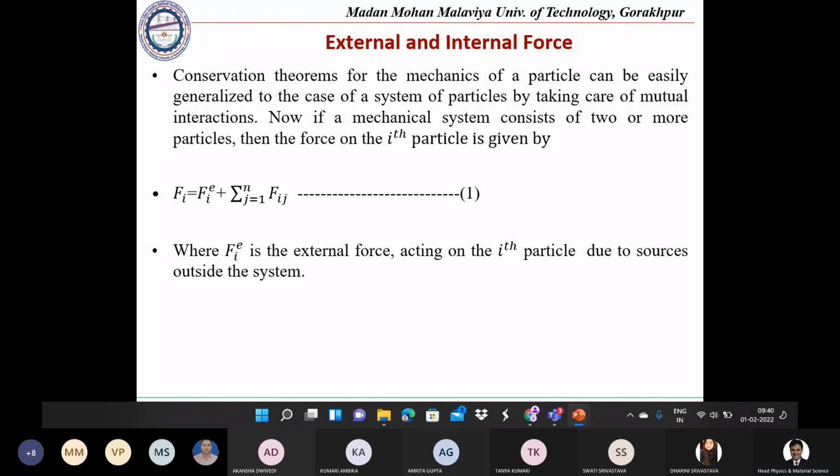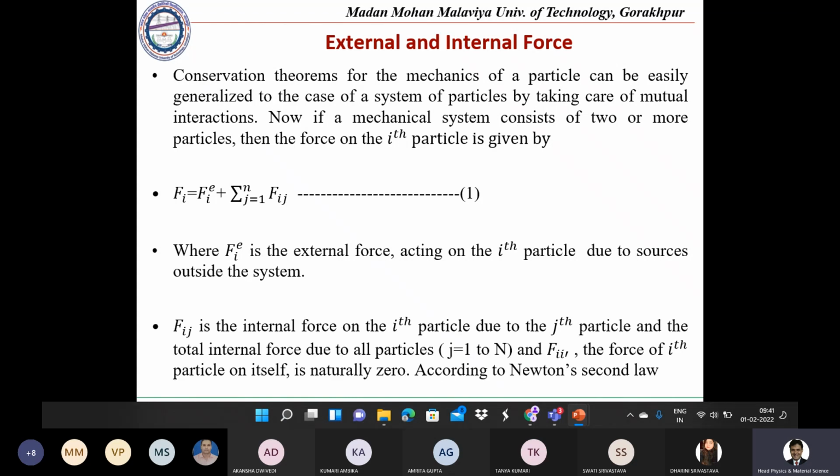Where Fi external is the external force acting on the ith particle due to sources outside the system. It means that if we are applying a force to the body, then the ith particle, which is one of the constituent particles of that body, experiences that force, and then the interaction of other particles in its surrounding has been given by the summation term, and Fij has been further elaborated here.